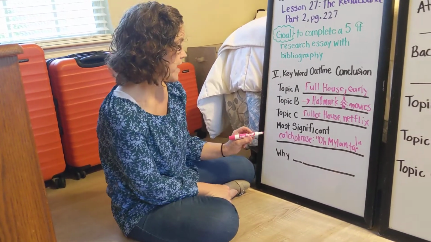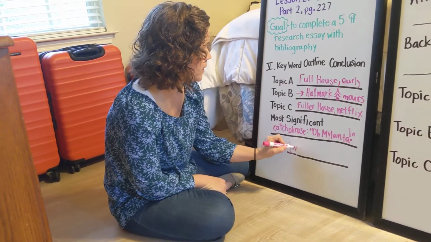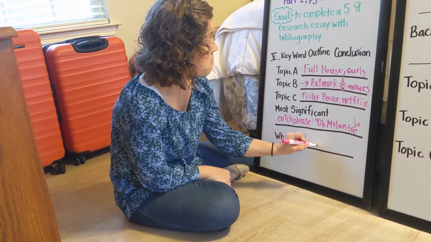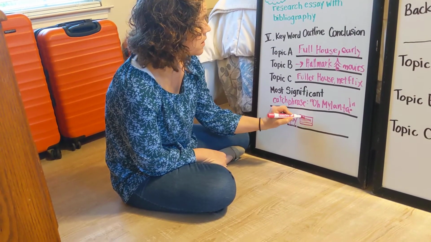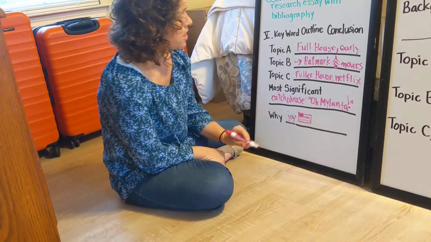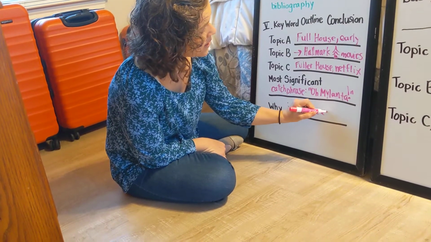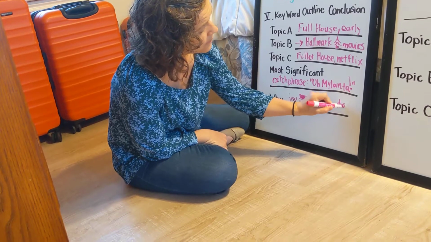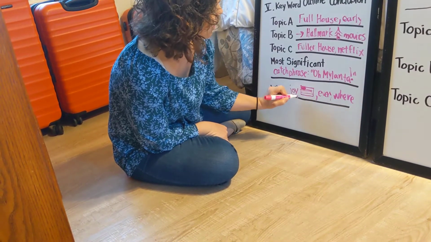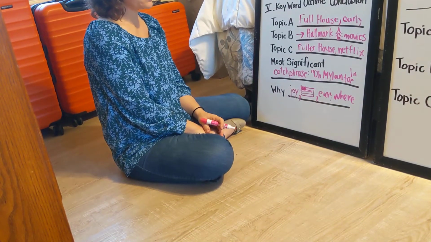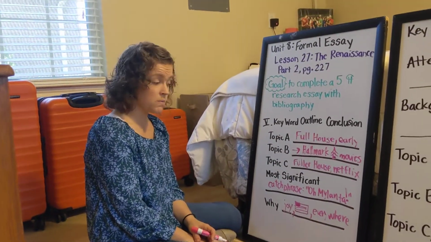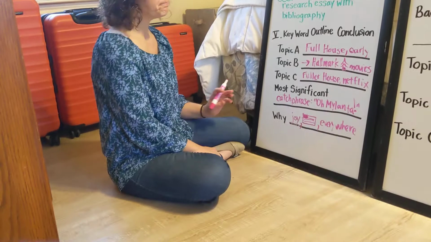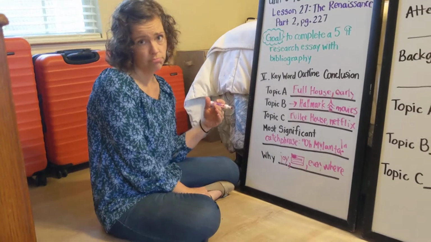So how could I show that? Joy to Americans, that's our stars and stripes right there. Americans everywhere. Okay? So I have made a decision, a value judgment about what is most significant and why. Okay? So that's my conclusion.